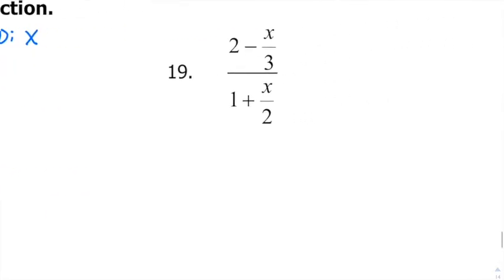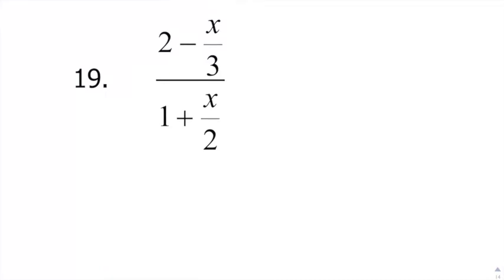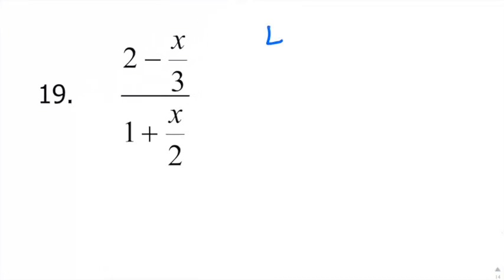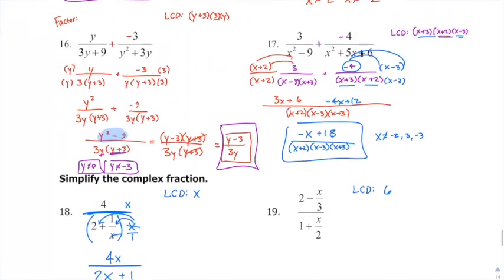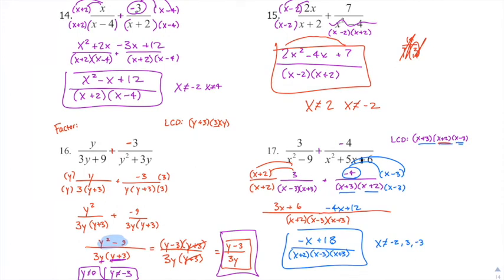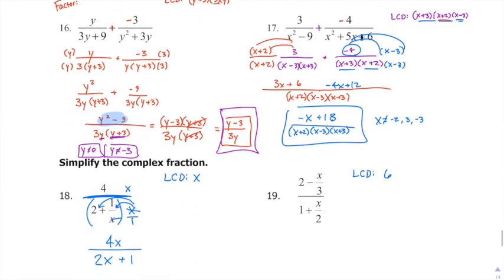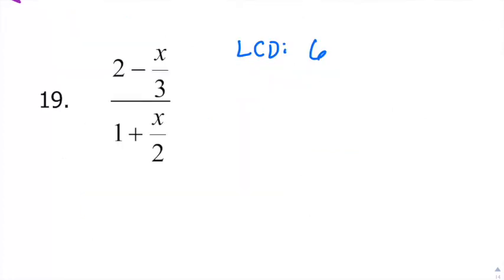So I think we've got the same idea here on number 19. It's a little bit different here. The LCD in this case is going to be 3 and 2, so the number that 3 and 2 go into, that's 6. What's different with these problems versus the problems up here is instead of finding your LCD and then making a common denominator, we multiply by the common denominator. So we're going to multiply the top and bottom by 6.